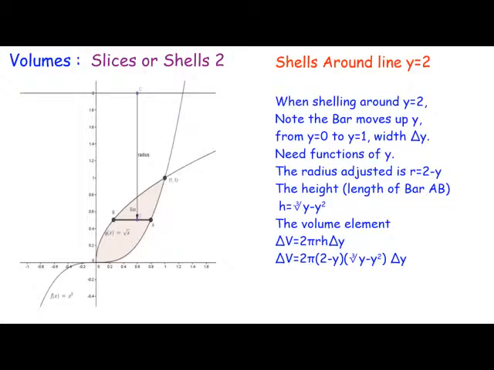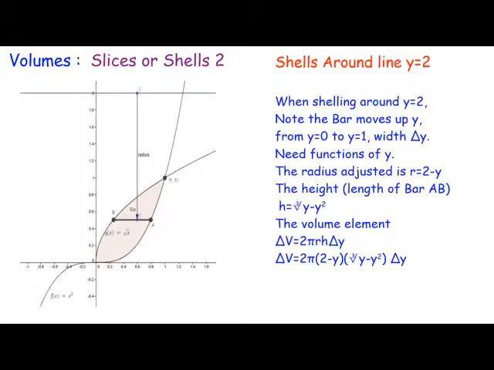The height of the cylindrical shell, which when flattened turns into a rectangular prism, is just the length of AB, which is the difference in the two functions. Now it's going up in y again, so we need the functional values in terms of y as well. So we're going to need to rearrange the functions, x as functions of y, and have a quick look at the heights and the radiuses.